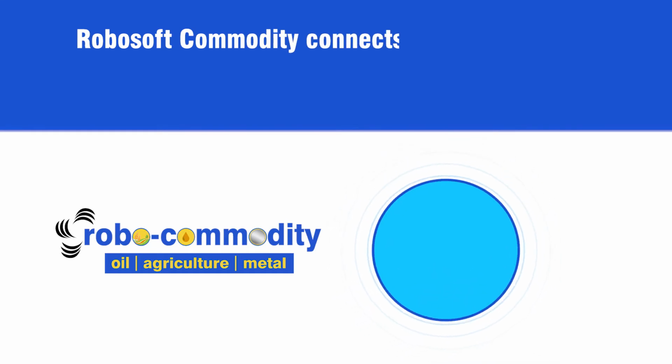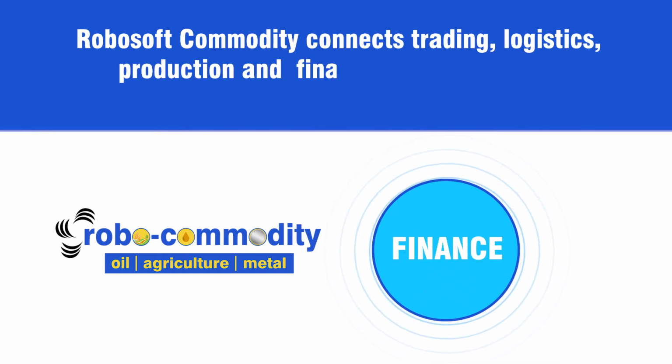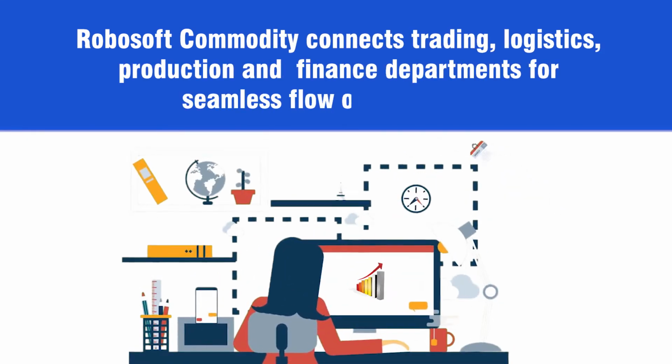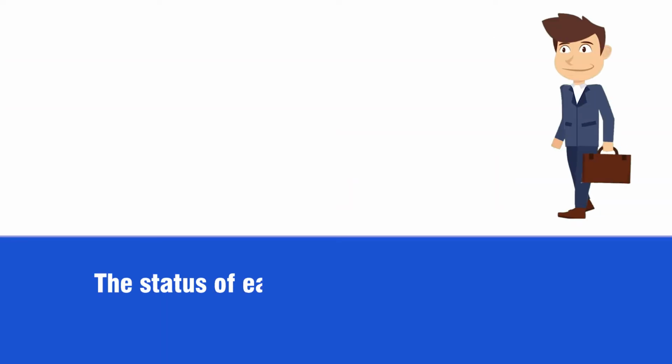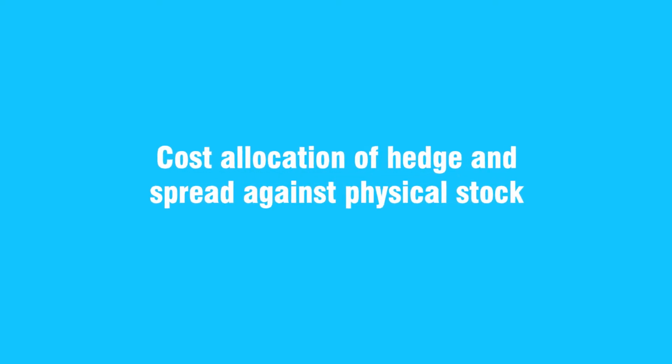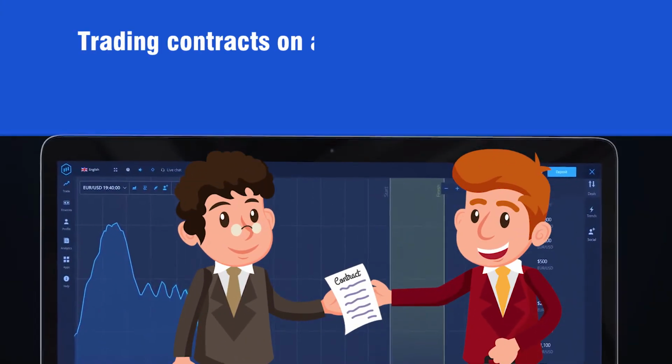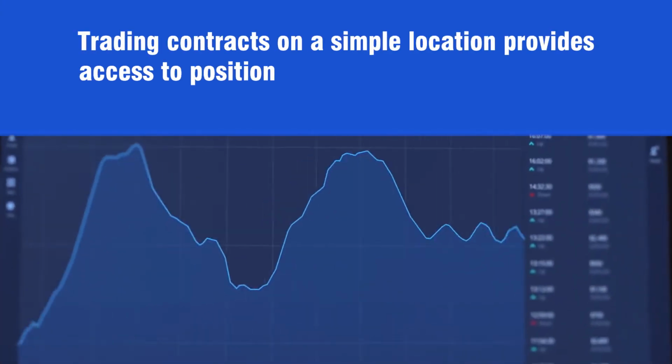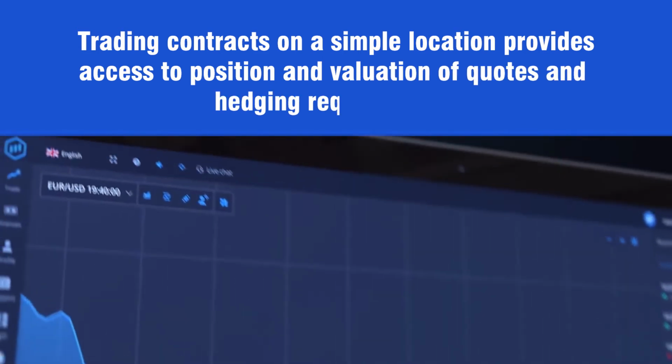Robosoft Commodity connects trading, logistics, production, and financial departments for a seamless flow of information. The status of each contract stays visible for easier tracking of cost. Trading contracts in a single location provides access to position and valuation of quotes and hedging requirements.